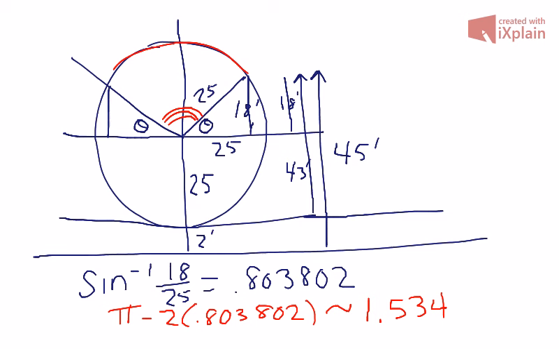Now we know that it takes 6 minutes to go completely around, and we want to know how long then it takes to go 1.534 radians. So we can take a ratio of 1.534 radians over 2 pi equals x over 6. And we can cross multiply: 1.534 times 6 divided by 2 pi, and that's going to give us our x.